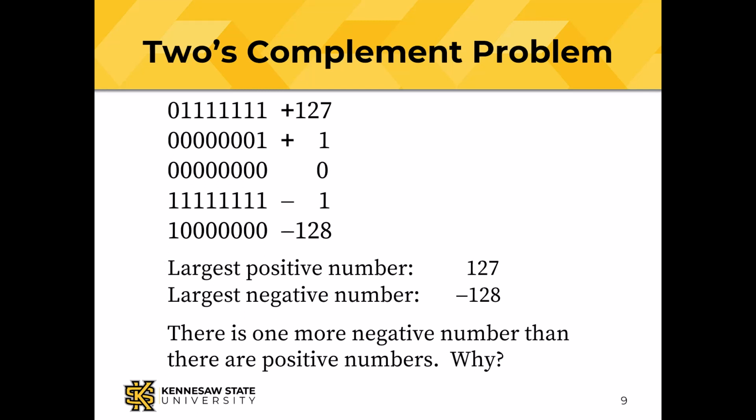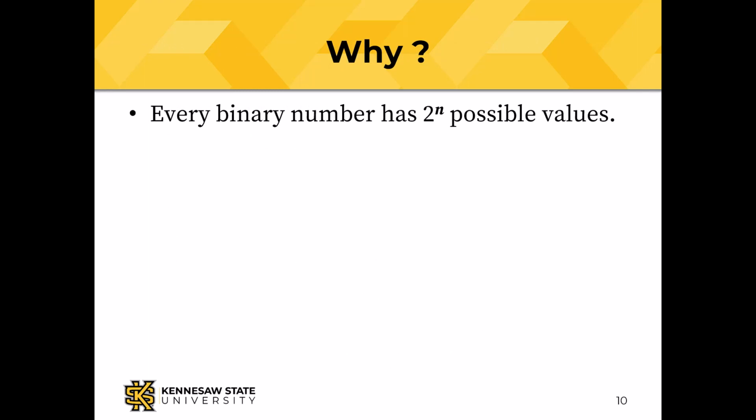Well, we include 0 in the positive side. For a number of any size, we have an even number of values, and 0 takes one of those away, leaving us an odd number of values for the positive values, but an even number for the negative values. So let's look at that another way.